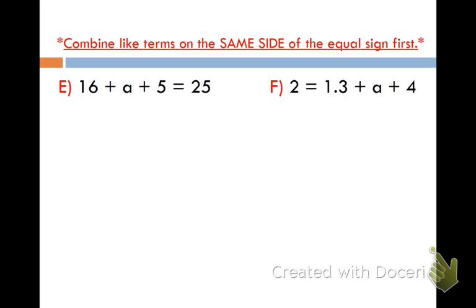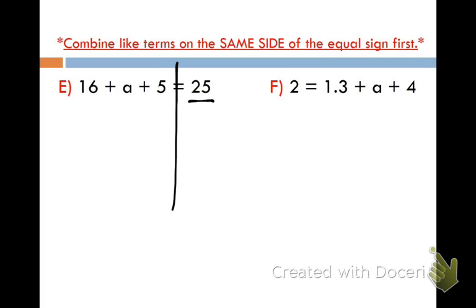I want you to write this down for me. Combine like terms on the same side of the equal sign first. Looking at the same side of the equal sign, if I look at this side, it says 16 plus a plus 5 equals 25. Is there anything else on this side of the equal sign? Remember, we're kind of dividing it right here. Is there anything else there on the 25 that I can combine together?